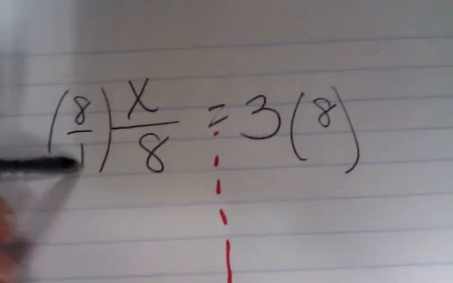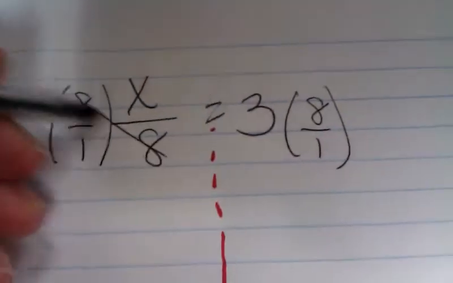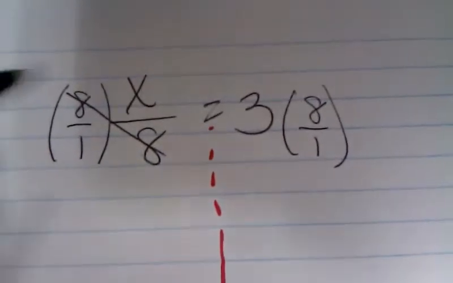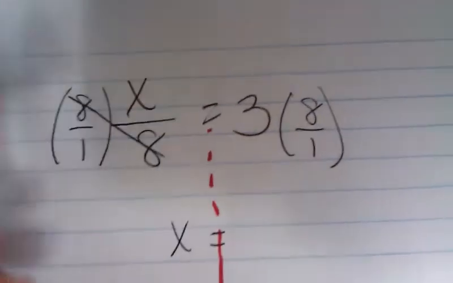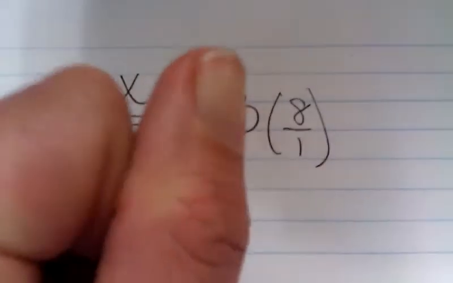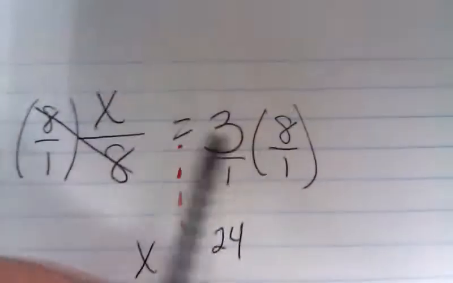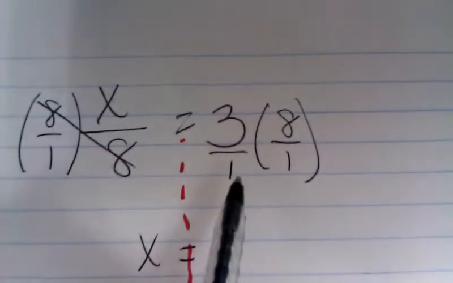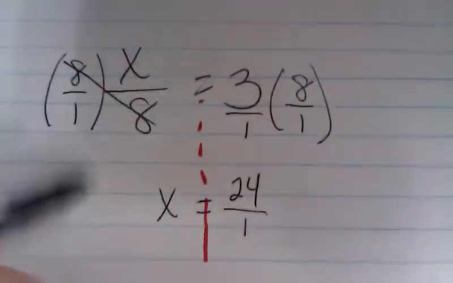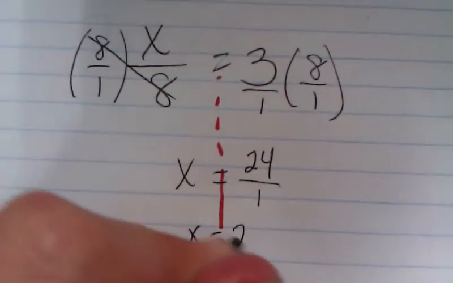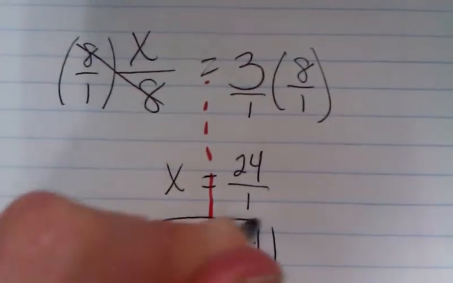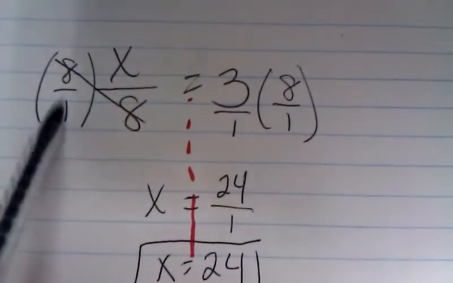Technically, it's 8 over 1. And then these cross out. And I get x equals, this would be 24, 3 times 8 is 24, over 1 times 1 is 1, x equals 24. I tend to leave the over 1 part out.